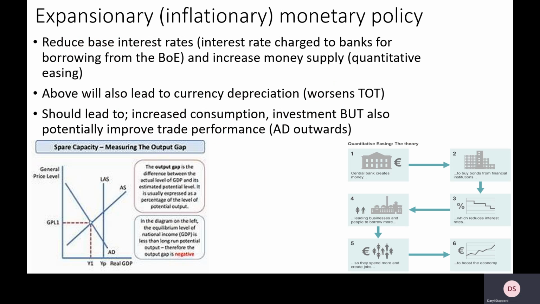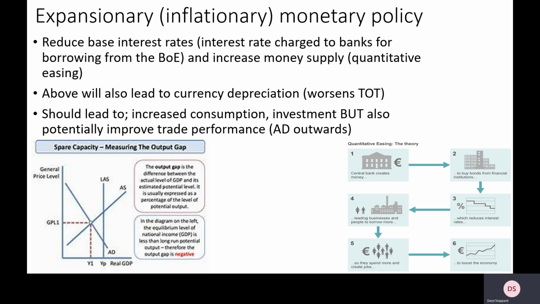Right, so what we've got here is what we call expansionary or inflationary monetary policy. Monetary policy is the use of interest rates, money supply, and exchange rates to influence and support macroeconomic objectives. Look at the bottom left-hand diagram. You can hopefully see that we've got a negative output gap. Aggregate demand in the economy is Y1, whereas the potential output of the economy is based on the long-run aggregate supply curve. So there's a gap between actual GDP and potential GDP.